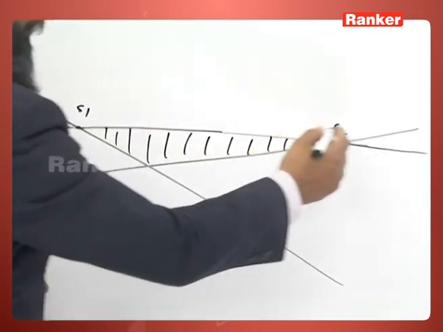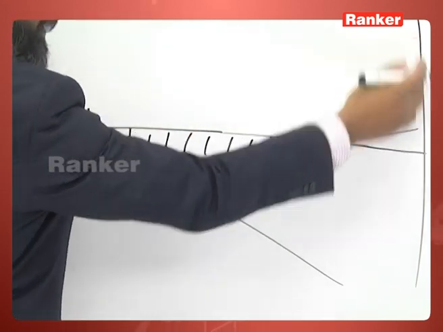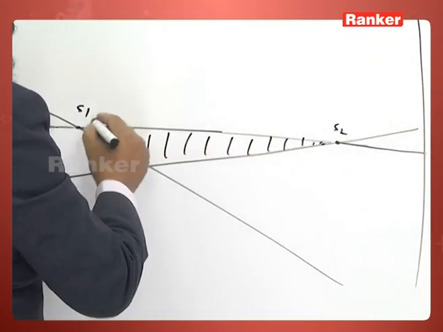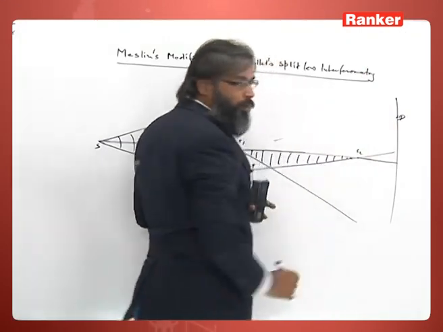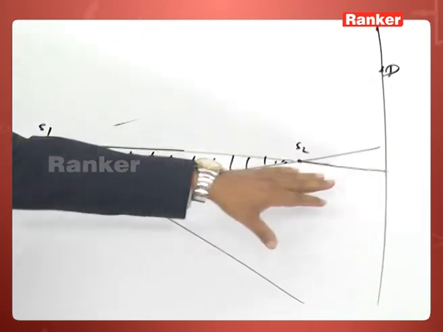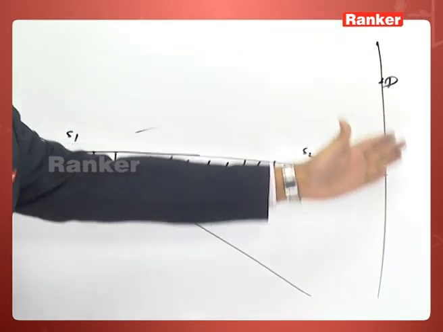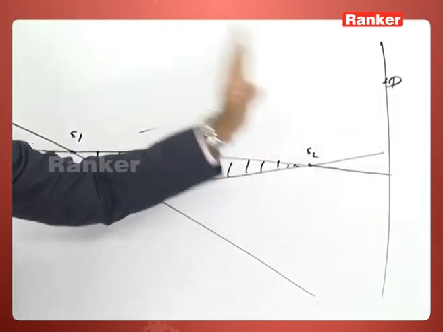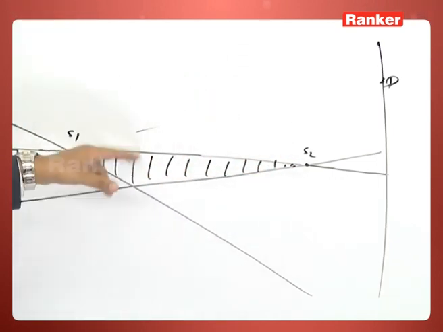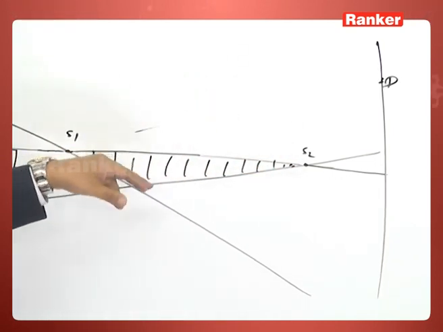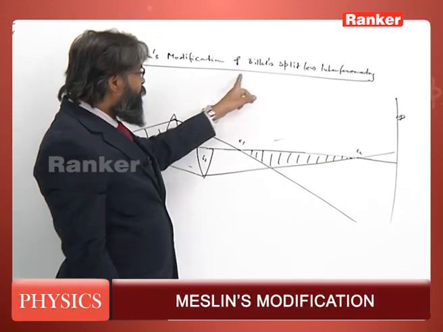Some students may get confused, thinking that the interference pattern is formed this way. There are two sources and there you will get a circular interference pattern, and they start calculating path difference at any point due to these sources. But that is absolutely wrong, because the interference is confined within this region. Here the interference pattern is not formed, so that will be wrong. The interference pattern is here. We are not going to calculate path difference and fringe width and all such things. So this is how Meslin's modification has been done.